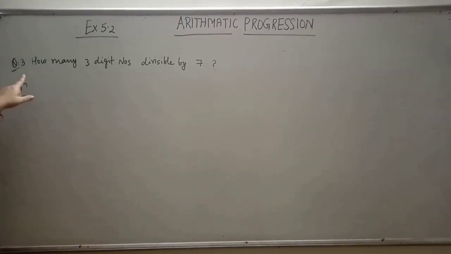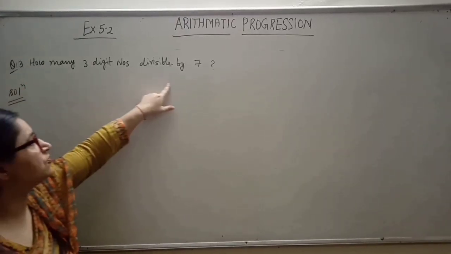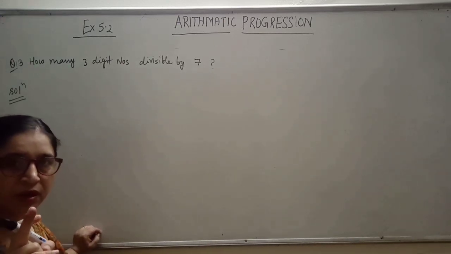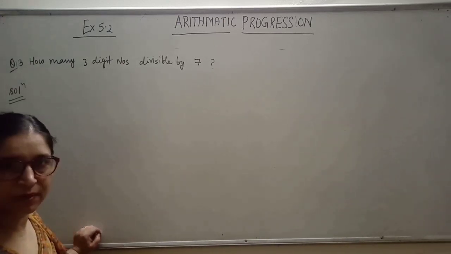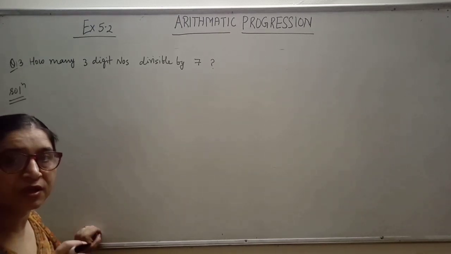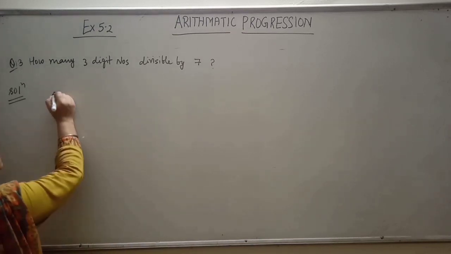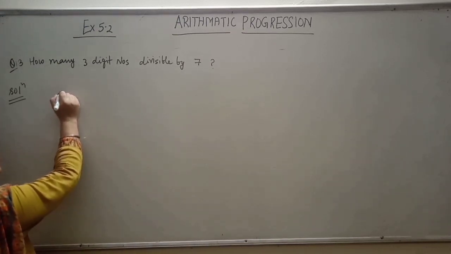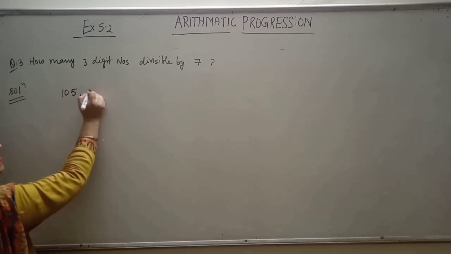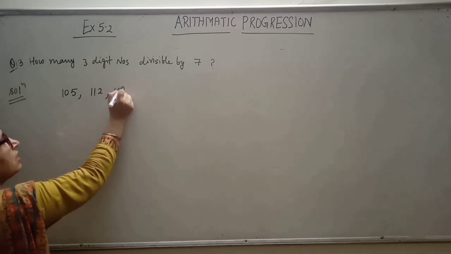हाँ जी, in this question number 13, how many 3-digit numbers are divisible by 7? First of all, check which first 3-digit number is divisible by 7. 100 is the first 3-digit number, and 101 is not divisible by 7. Sorry, 102 is also not divisible by 7. Which first number is divisible by 7? That is 105. So a1 is 105. Then plus 7, then 112, plus 7, 119.